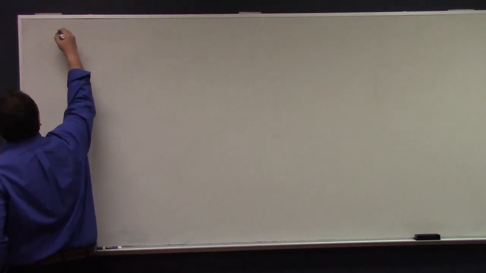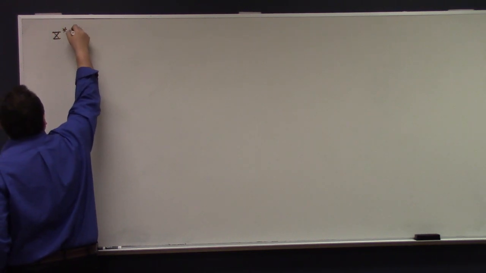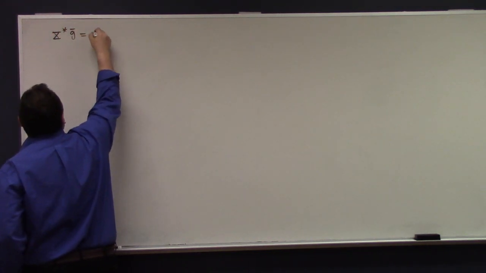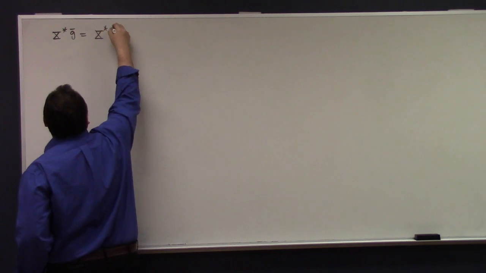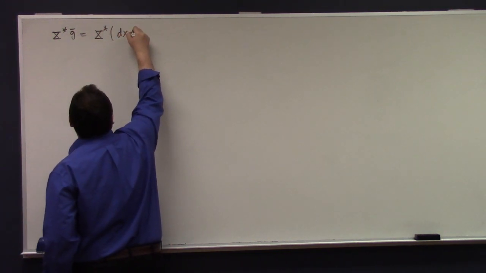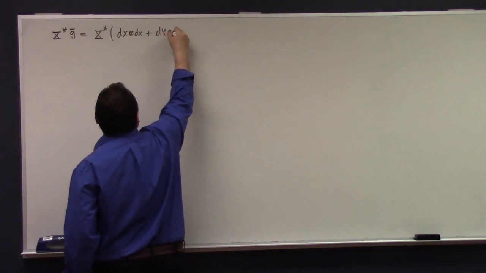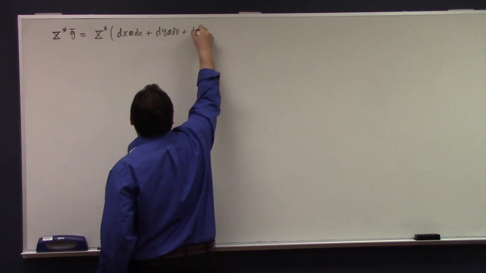Very nice. So let's calculate the formula for this here thing. We've got the pullback of G bar. So we're talking about X pullback of, if you want me to write it out in detail, dx tensor dx, plus dy tensor dy, plus dz tensor dz.